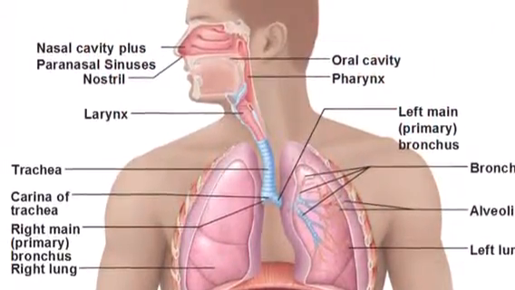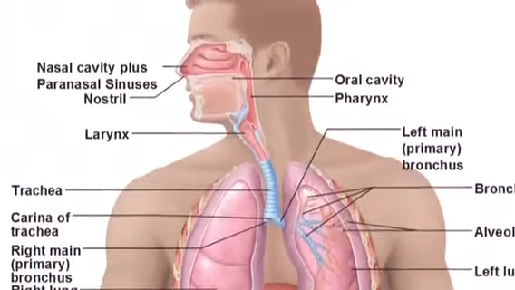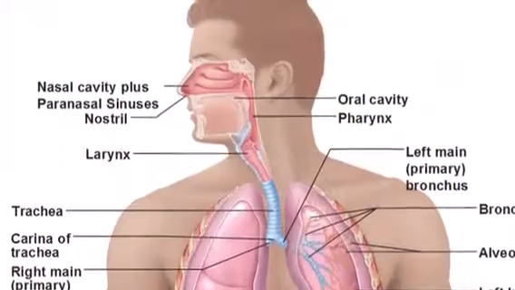Respiratory system. The respiratory system supplies oxygen to blood and removes carbon dioxide. The brain monitors respiratory volume and blood gas levels, and the brain regulates respiratory rate.